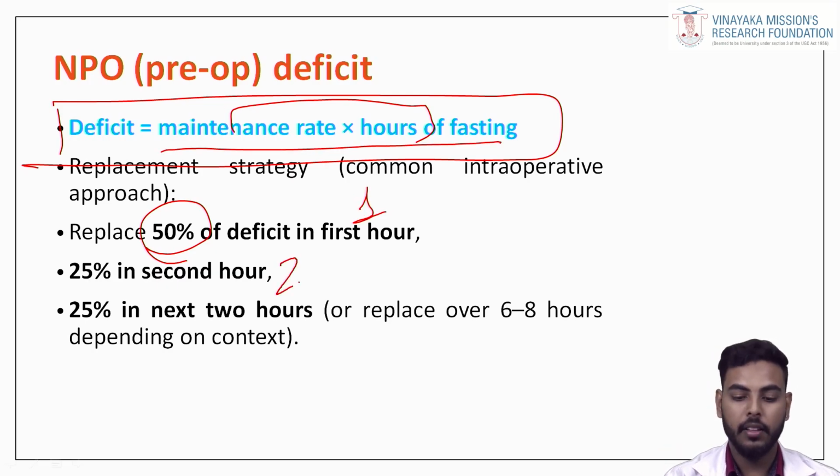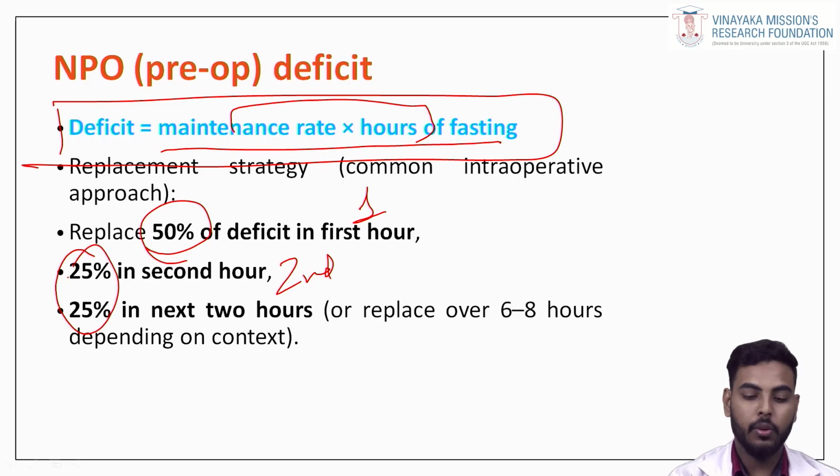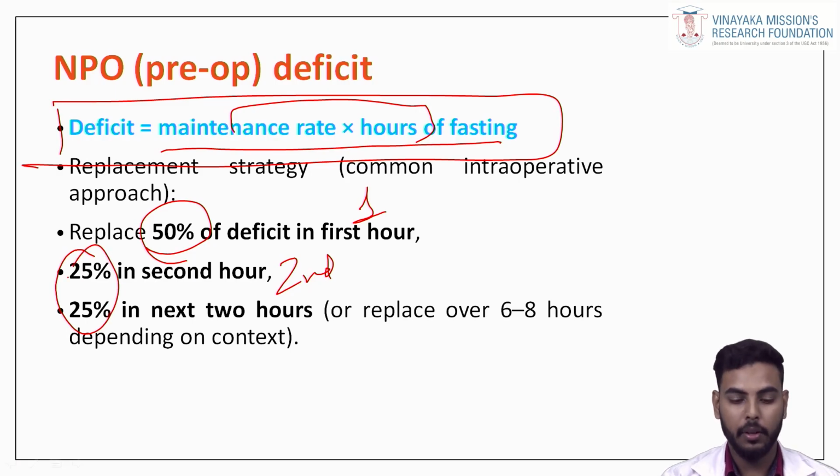So 25% in the second hour. The remaining 25% will be given over the next 2 hours. Okay, so like this only, the 100% of the fluid will be given. So first 50% in the first hour, 25% in the second hour, and the remaining 25% over the next 2 hours. So remember this for the NPO deficit.